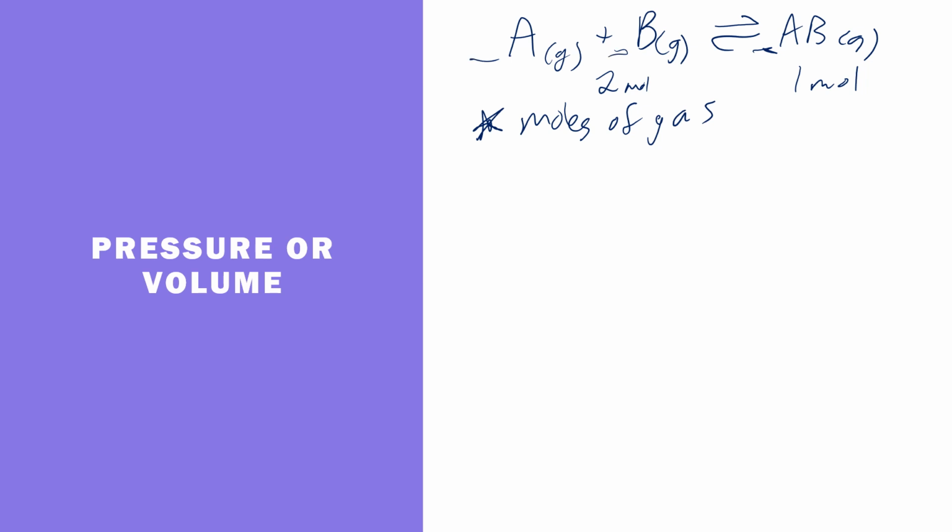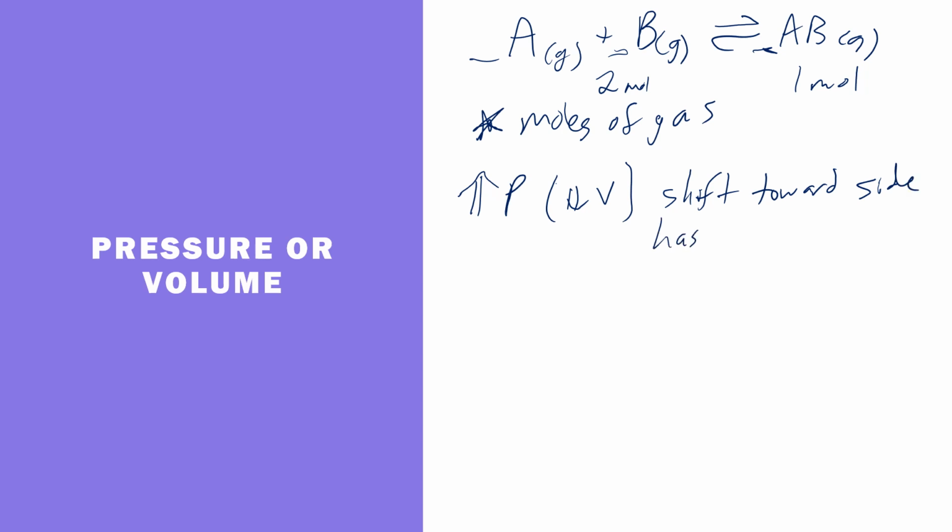All right. So you just need to count up the moles of gas on both sides. And if it's solid, liquid, or aqueous, you ignore it when you're dealing with a change in pressure. So if I were to increase the pressure on a system, the most frequent way that this happens is by decreasing the volume of the system. When you increase the pressure, it will shift the reaction toward the side that has fewer moles of gas.